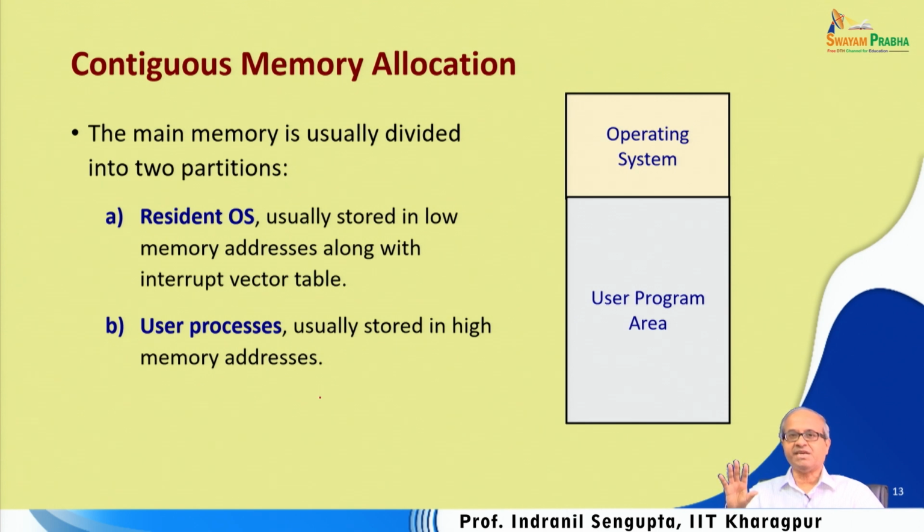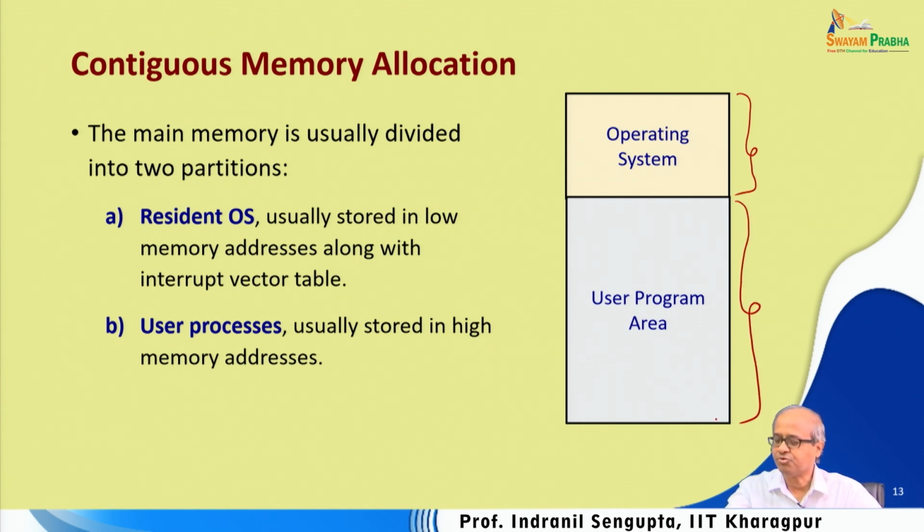Basically speaking, in the simplest case, the memory space is divided into two segments or two partitions. In one partition, some portion of the operating system is loaded, and the other partition is reserved for the user programs. No user program can be loaded in the operating system partition. This part is sometimes called the resident OS because it is always resident in memory. Typically it is stored from low memory addresses, starting from address 0 in memory up to some maximum.